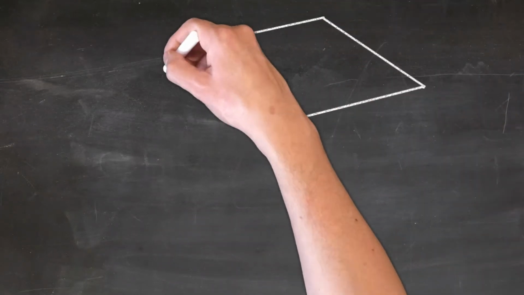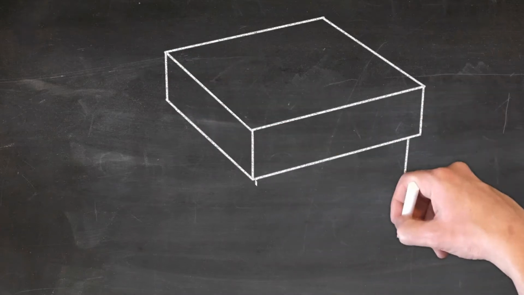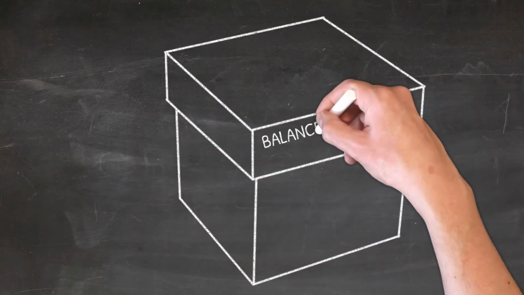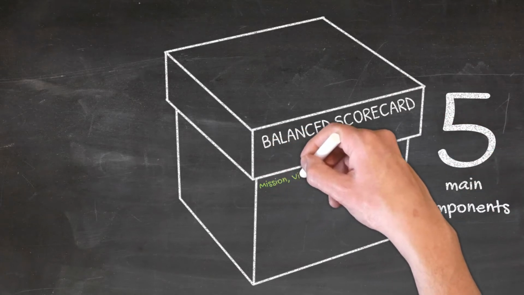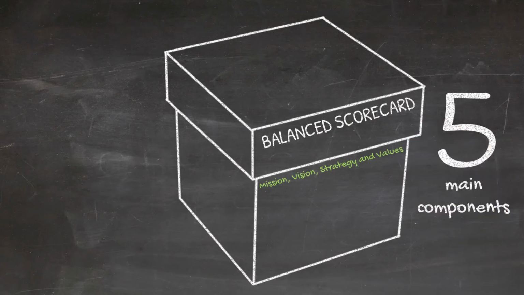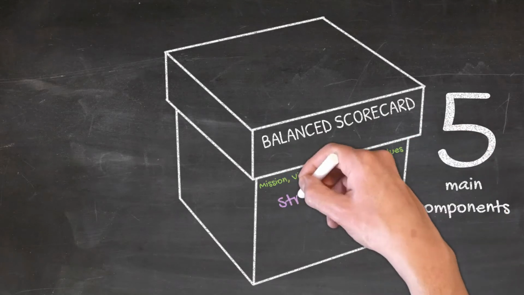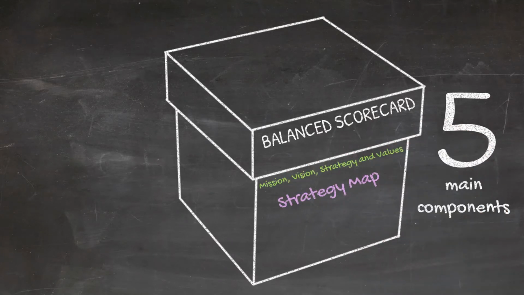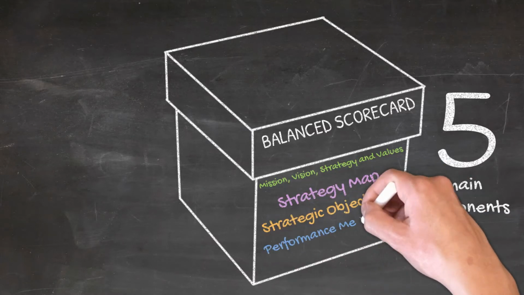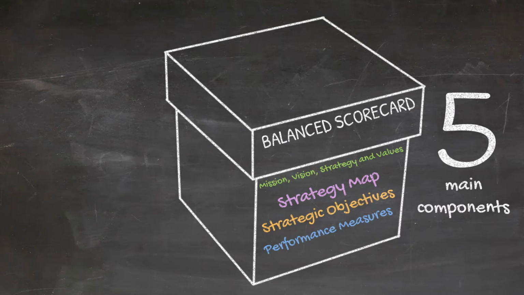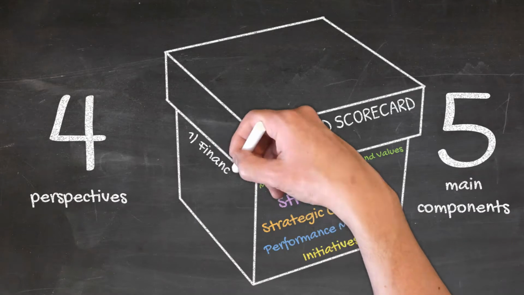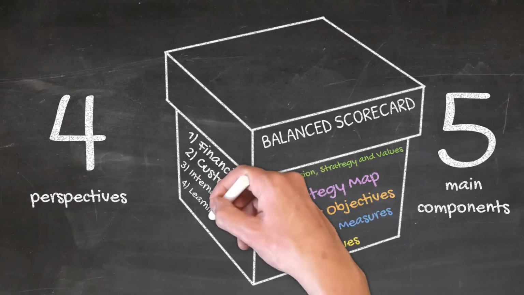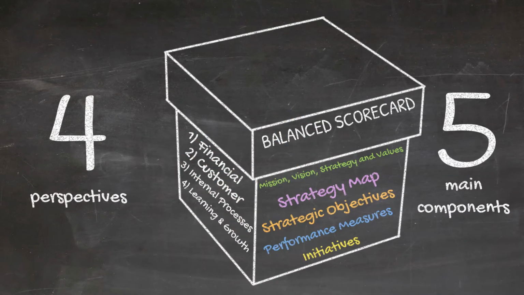Let's dig deeper and have a more detailed view on the BSC. Let's consider the balanced scorecard as a package, and inside this package we can see 5 main components. One component contains the mission, vision, strategy, and values. Another component is the strategy map. The third component are the strategic objectives. As a fourth component, we have the performance measures. And finally, we have the initiatives. These components are grouped into 4 perspectives: financial, customer, internal processes, and learning and growth.